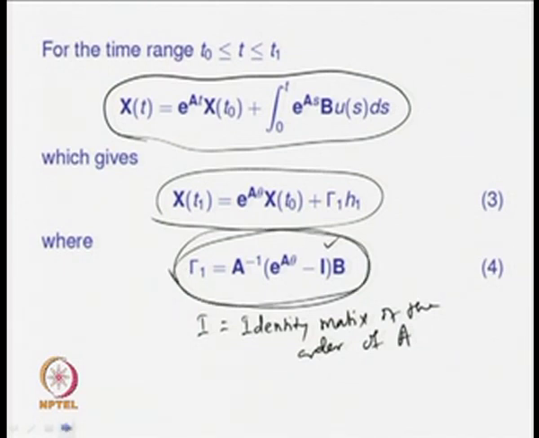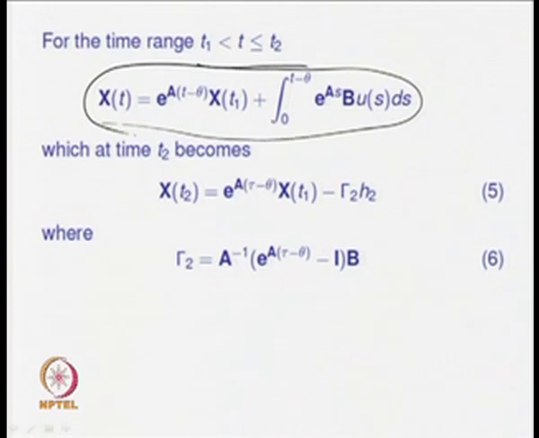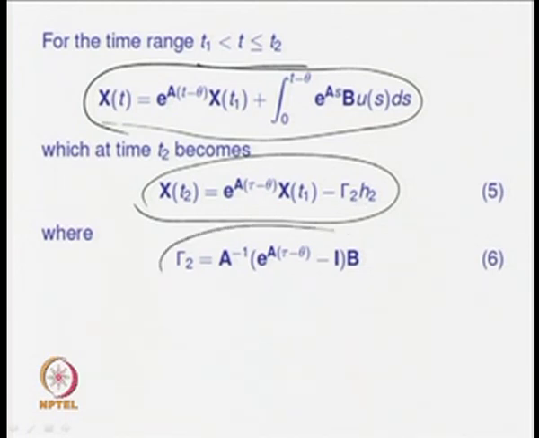Then for the second time range, spanning from time t1 to t2, the state equation gives us a solution of this form, which upon simplification gives us x(t2) is equal to e to the power A (tau minus theta) times x(t1) minus gamma 2 h 2, where gamma 2 is obtained as A inverse times (e to the power A (tau minus theta) minus I) B.